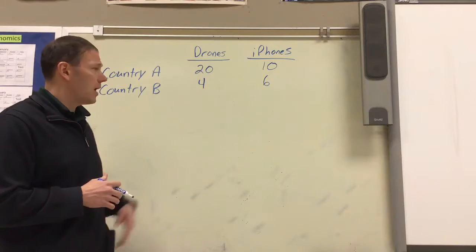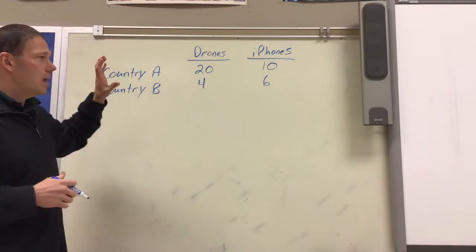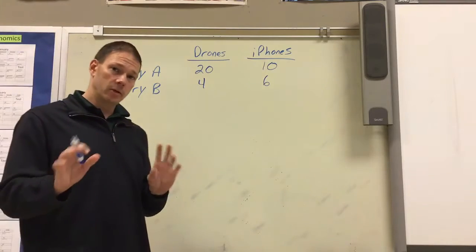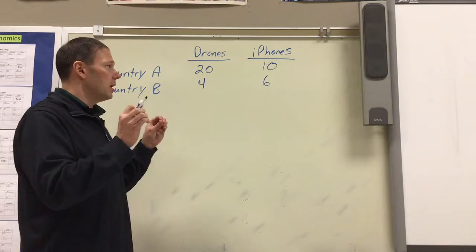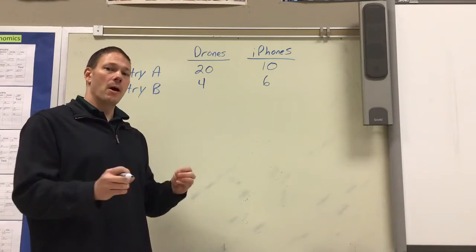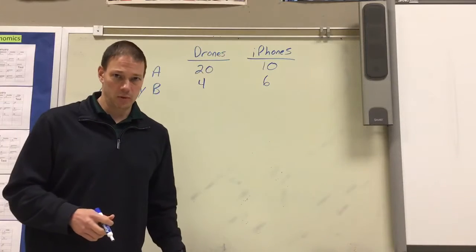So I've got an example up here. We've got two countries, country A and country B, and remember they can do it two ways. The way I'm phrasing this is as follows. If the countries use the same amount of resources, how many drones or how many iPhones can they produce?